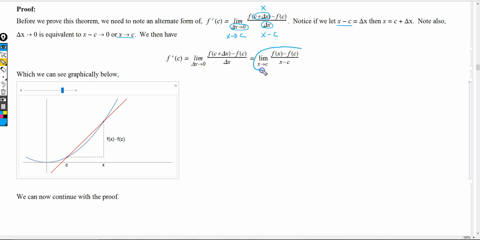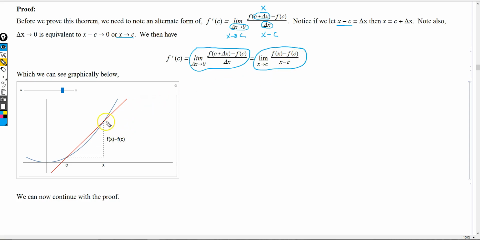Limit as x approaches c, f of x minus f of c over x minus c. This is just an alternate way of writing the derivative at x equaling c. And graphically, it's exactly the same as this definition right here.